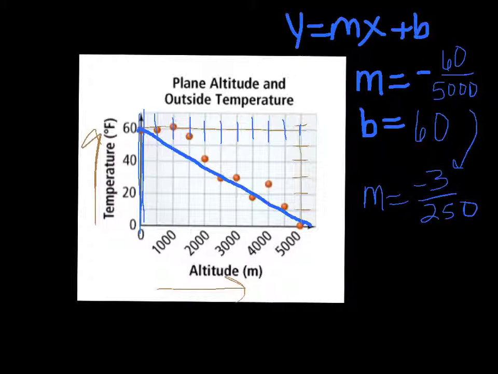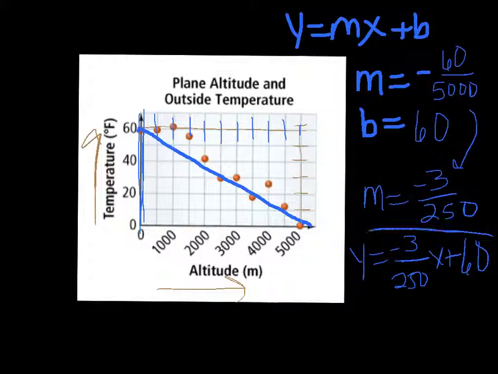All right, so let's write our equation. Y equals, instead of our m here, we're going to put what our slope is, which is negative 3 over 250 x, plus my y-intercept, which is here, and that's going to be 60. So there's my equation.